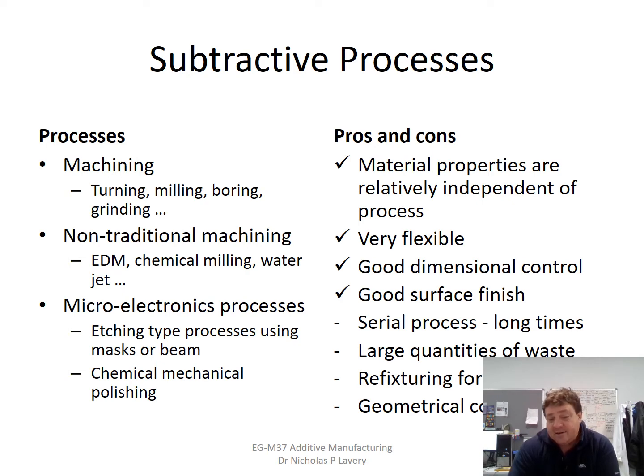Now, on the negative side, it's a serial process, so it can take a long time. There's sometimes a lot of operator involvement. One of the main criticisms of subtractive processes is a large amount of waste. Sometimes to get the properties that you want, you would accept that level of waste to guarantee the mechanical properties of the material. So again, coming back to the example of a block of Ti64, you could have as much as a waste of 20 times. So 1 kilo of component will have needed to be machined down from 20 kilos.